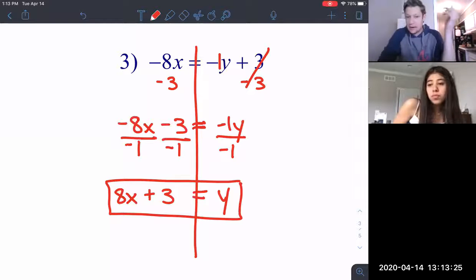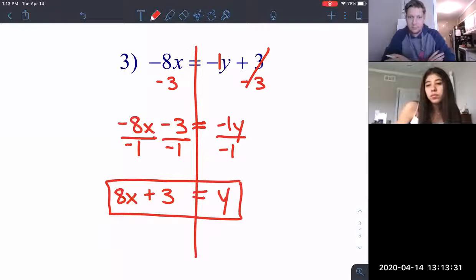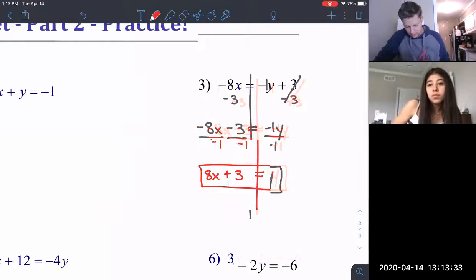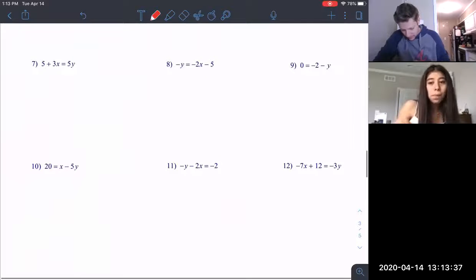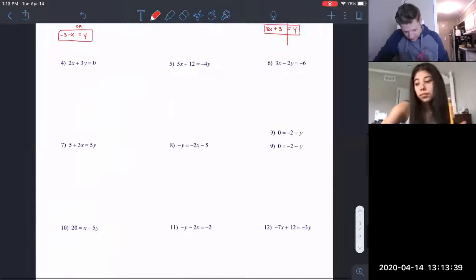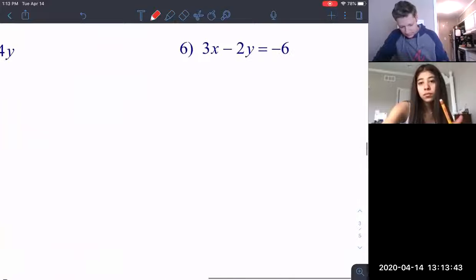We just have to get y by itself on one side, and we do that by using the opposite operations, the same thing we've been doing all year when we're solving equations. All right, so let's take a look at one that's more difficult. That one's pretty easy. I want to do one that's in standard form here. All right, so number 6.